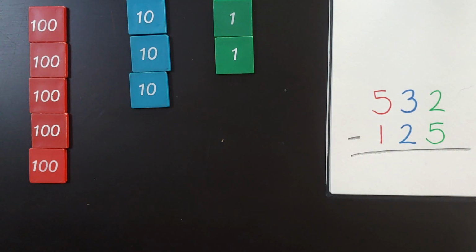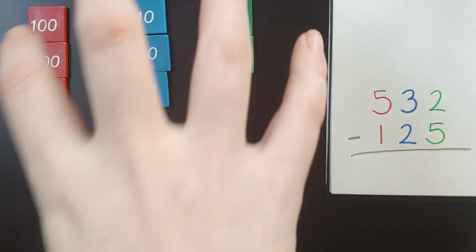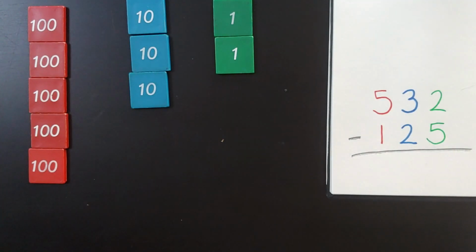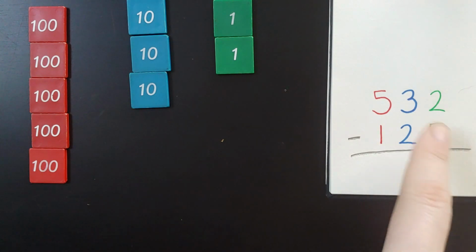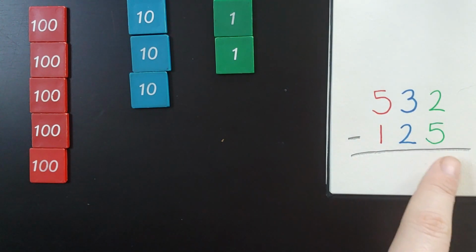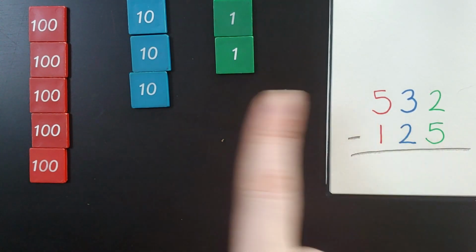Now, remember, we don't build this second number. We take it and take it away. Subtraction means to remove, to take away. All right, let's see. I have 2 units. I'm supposed to take away 5.